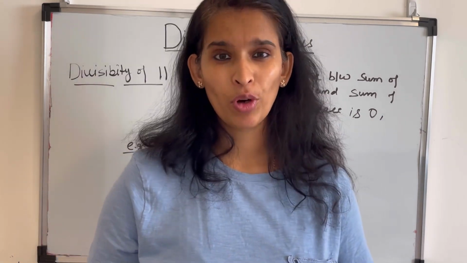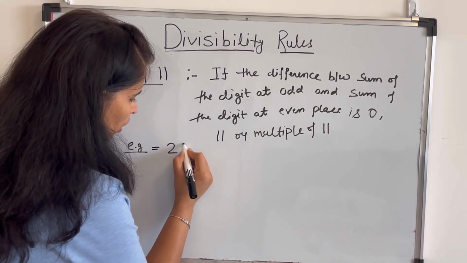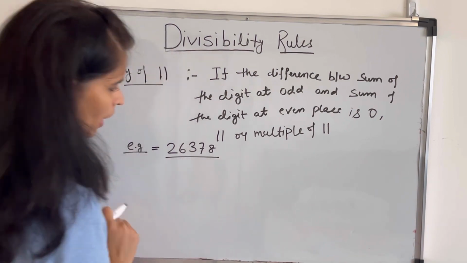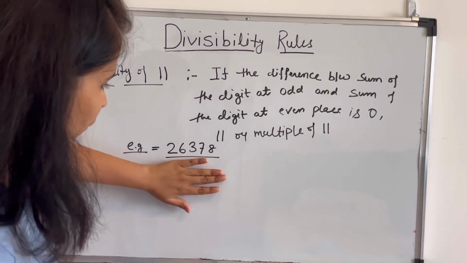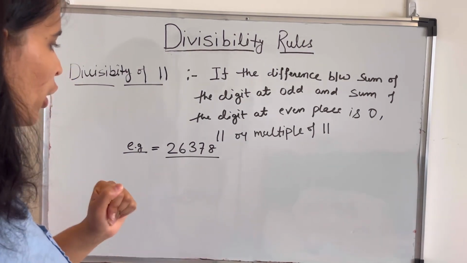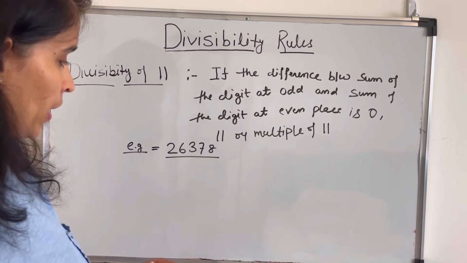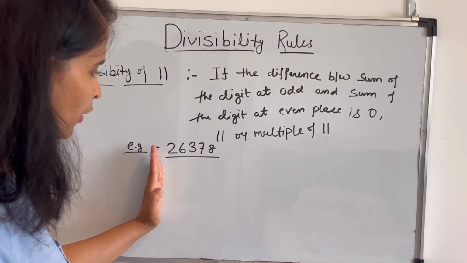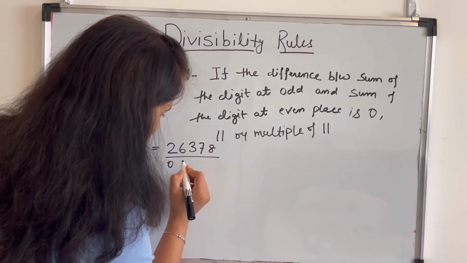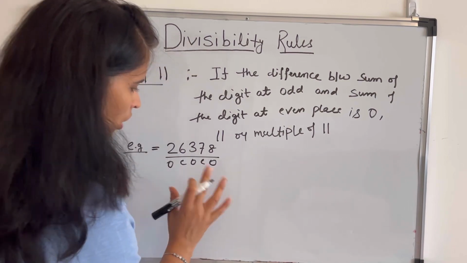Let us understand through one example. I think then it will be more clear to you. This is a random example I have taken. How can we find out whether this number is divisible by 11 or not? We add all the digits at odd places. Take it from the left side, not from the right side. So this is odd place, this is even, this is odd, this is even, this is odd.